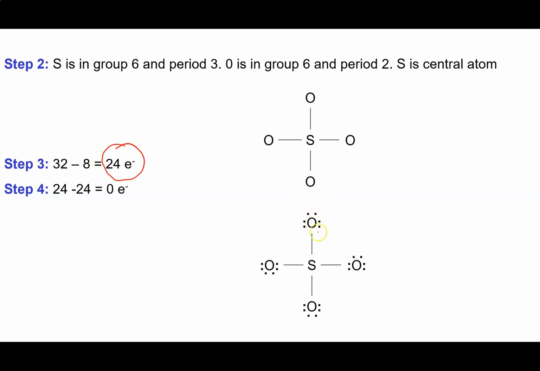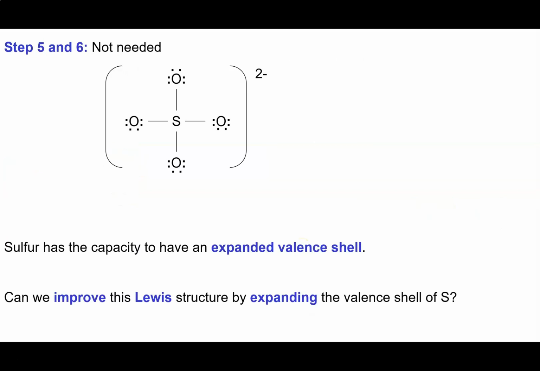Now I'm going to complete the octets on my outer atoms by adding 2, 4, 6 in order to get them up to 8. I've got 4 of them, so 4 times 6, I'm going to use 24 electrons to do that. So 24 minus 24, I've got no electrons left. In step 5, I would put any leftover electrons on the central atom. I don't need to, because there are none left over.